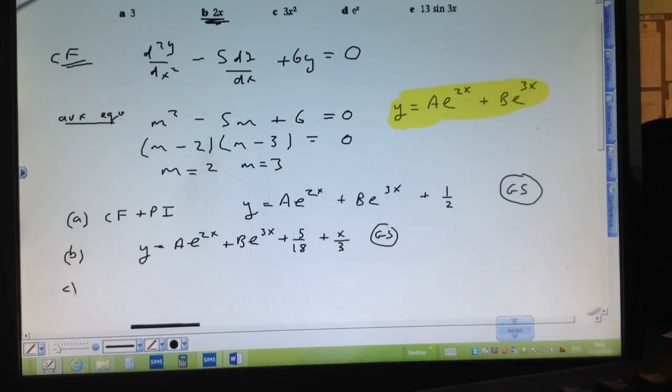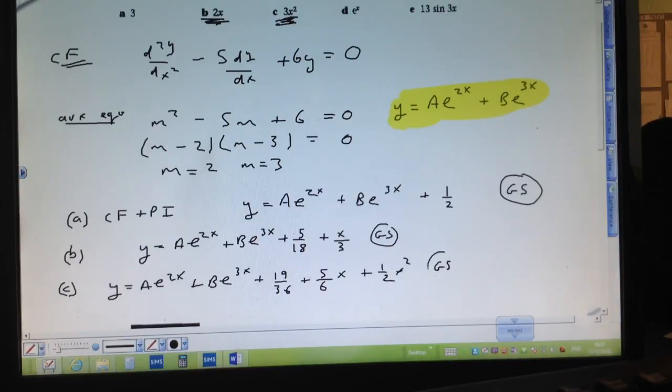For C, again, it'll be y equals A e to the 2x plus B e to the 3x, and that was when I used 3x squared for C, and that boiled down to plus 19 over 36. Yep. Plus 5 over 6x. Yep. Plus half x squared. So half x squared. That's the general solution for that one there.